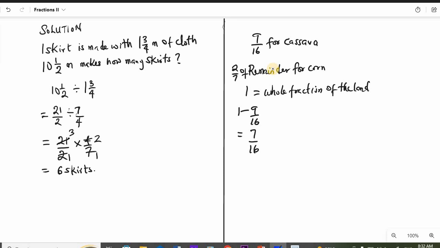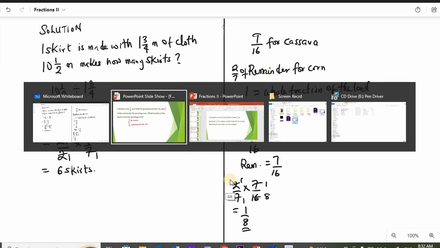Okay, and we are told that 2/7 of the remainder is used for growing corn. So if the remainder is equal to 7/16, then 2/7 of the remainder is 2/7 times 7/16, which is equal to 7 goes here 1, 7 goes here 1, 2 here 1, 2 here 8, which is equal to 1/8. So therefore, the fraction of the land which is used for growing corn is 1/8. Okay, so to the next question.